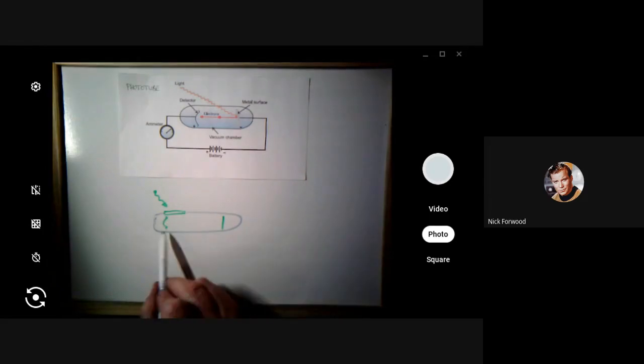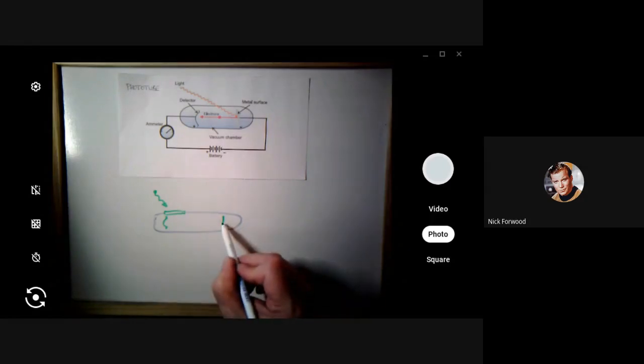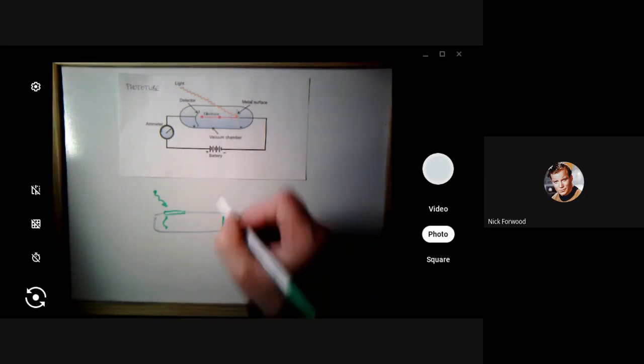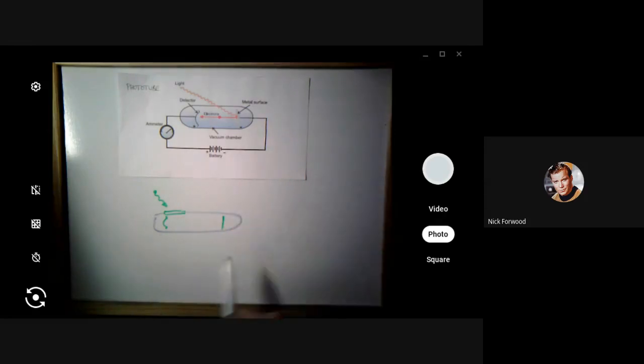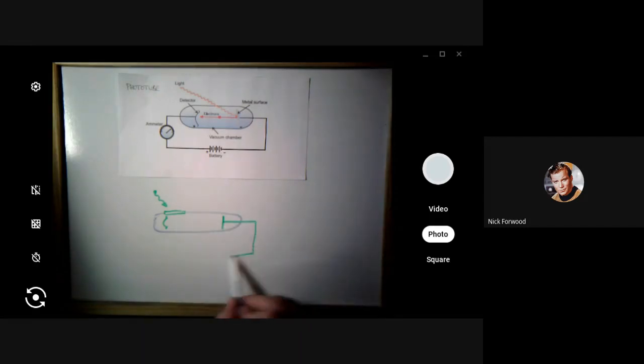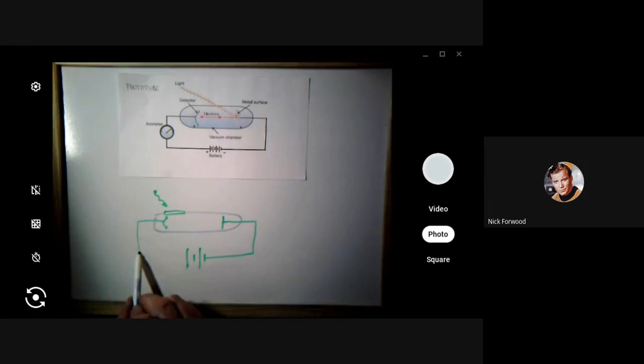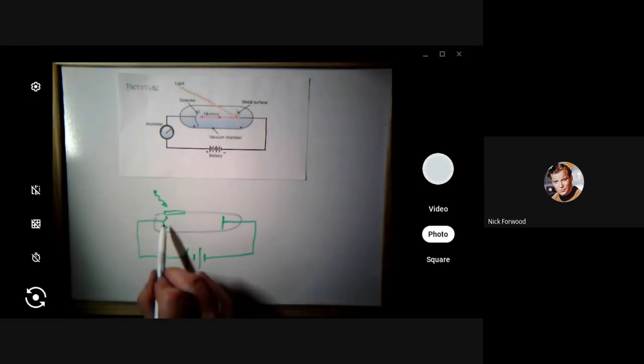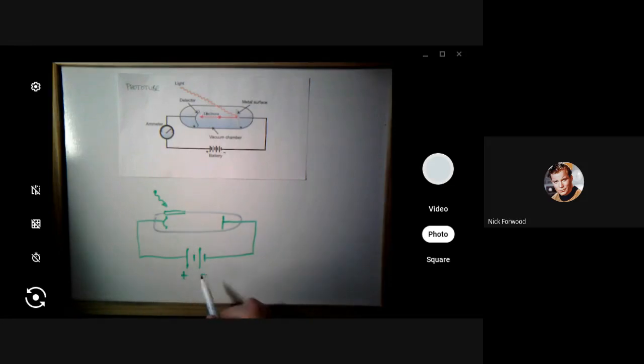This one is a detector connector, and this is our metal plate. This is our zinc, my metal surface here. I'm not going to write all the labels on, but I'm just showing you how this works. I've got two connectors, and I'm going to take a wire out, and connect this end to the negative side of a battery, and connect this side, the detector, onto the positive side.